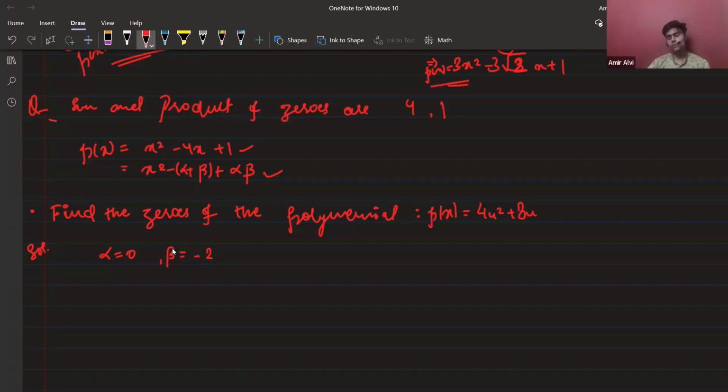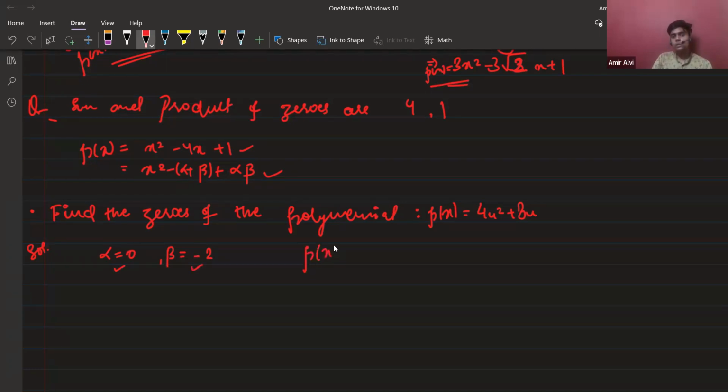Faz and Adil have left. Faz, no issues. Yes, sir, I also got the same answer. Adil also got the same answer: alpha is 0 and beta is -2. Okay, so Faz has also got the same answer. Very good. So this is correct basically.